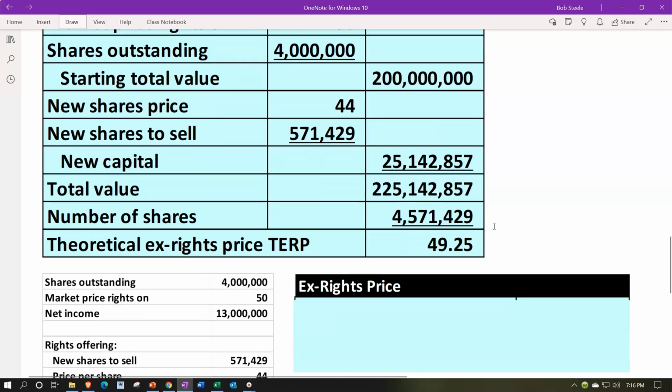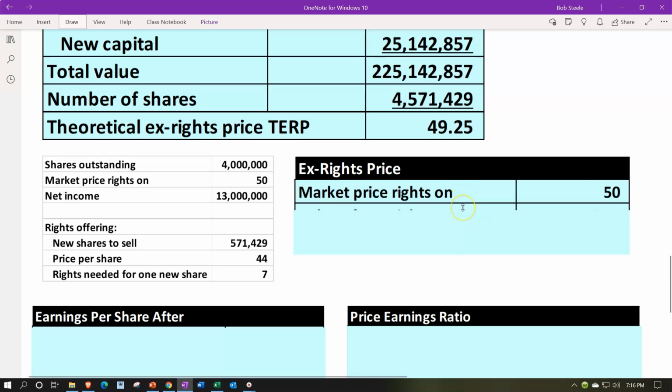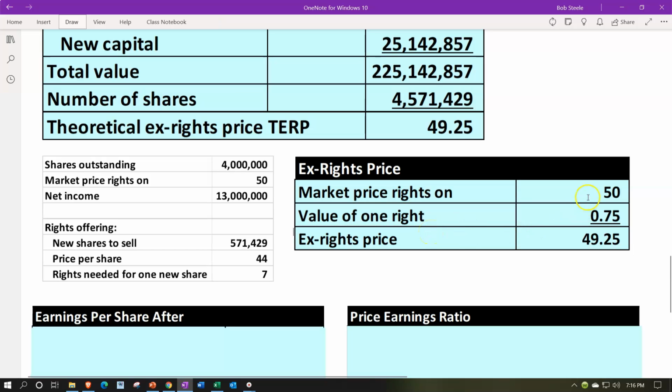So you can see why that would kind of happen if you take a look at this theoretical ex-rights price type of calculation. So now let's take a look at the ex-rights price. So we're going to say the market price was the $50. So we got the $50, and then the value of one right was 0.75. So there's the difference. So the 50 minus the 0.75, that gives us the 49.25 calculation here.